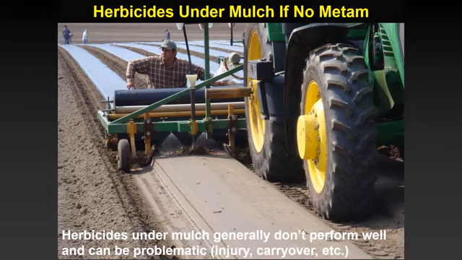Now, I haven't mentioned a lot about herbicides under the mulch. And in general, herbicides do not perform very well under mulch. So if you're using Metam, I don't believe herbicides are needed.